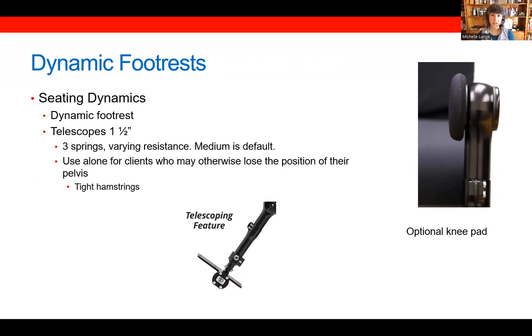Sometimes we only want the telescoping feature. Well, why? It might be this client has such tight hamstrings that they really can't elevate their knee, but we still want to absorb some of that force. We can at least let that force move downward. There's also an optional knee pad that you see pictured here if the client is making contact with that hardware at all.